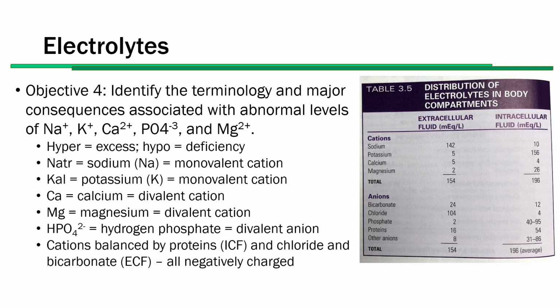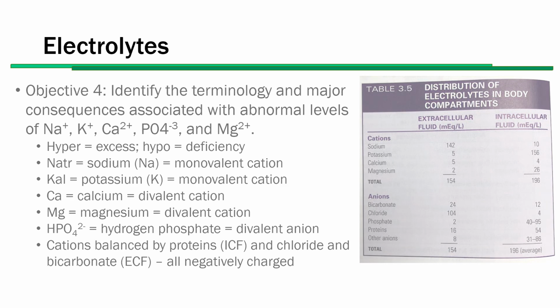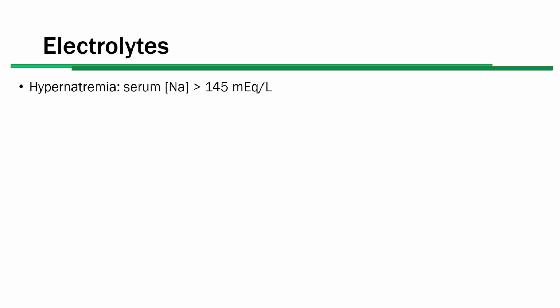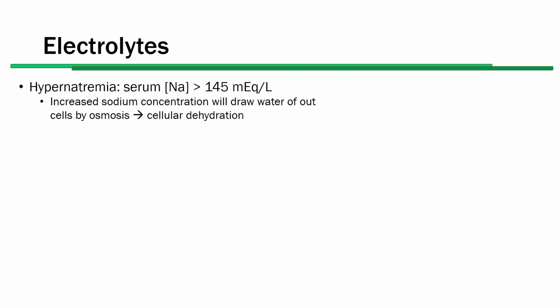Cations are balanced by proteins in the intracellular fluid and chloride and bicarbonate in the extracellular fluid. All anions, the chloride and bicarbonate, are negatively charged. Cations, of course, are positively charged. Hypernatremia is a serum sodium concentration of over 145 milliequivalents per liter. Its increased sodium concentration will draw water out of cells by osmosis, and that can generate cellular dehydration. It alters the membrane concentration gradient, reduces neuron and muscle cell function.